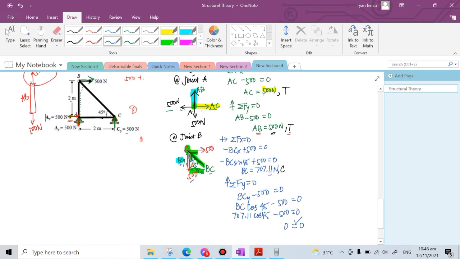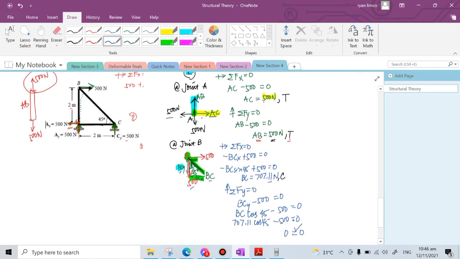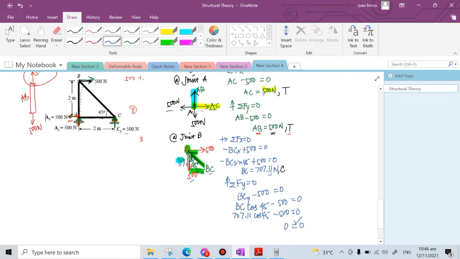So, kompleto na. Meron na tayong AB. Meron na tayong AC. May BC na tayo. Kompleto na tayo. No? So, ang AC natin is this. So, this is our answer for AC. This is for AB. And this is for BC. And kung mag-check pa rin tayo, grabe ka sigurista, no?